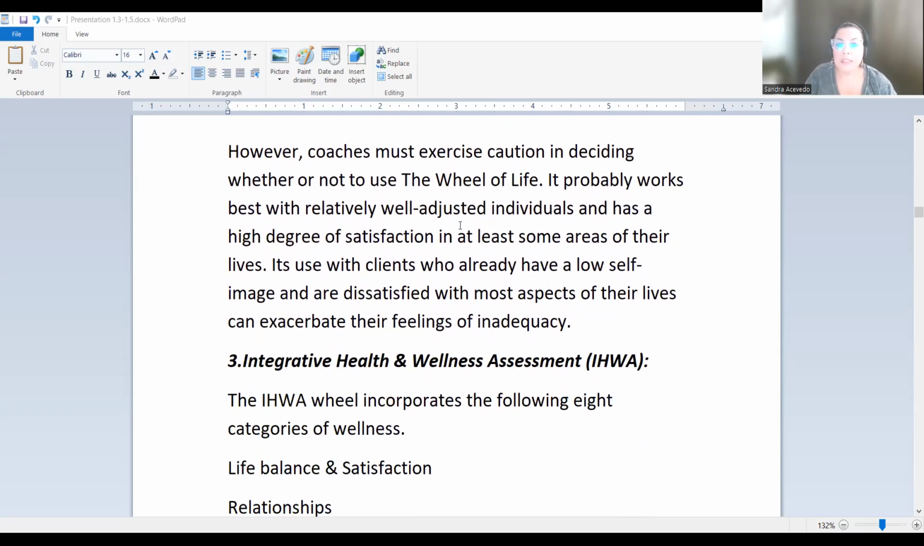However, coaches must exercise caution in deciding whether or not to use the Wheel of Life. It probably works best with relatively well-adjusted individuals who have a high degree of satisfaction in at least some areas of their lives. If it's used with clients who already have a low self-image and are dissatisfied with most aspects of their lives, it can exacerbate their feelings of inadequacy.